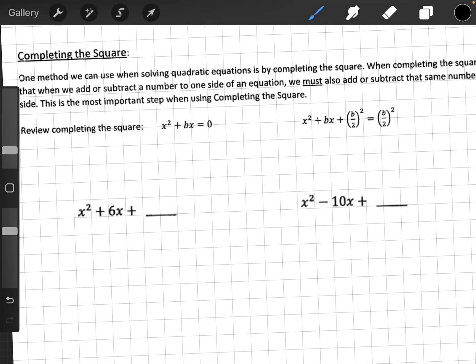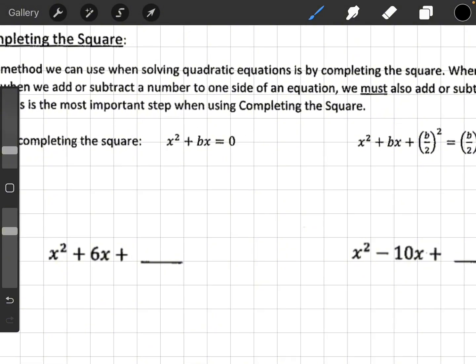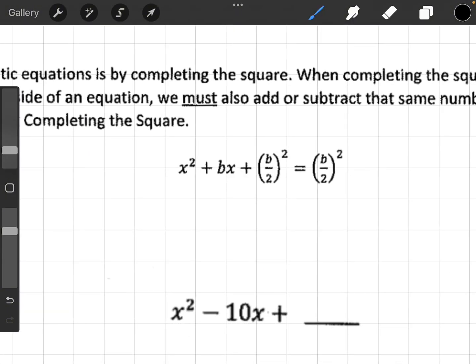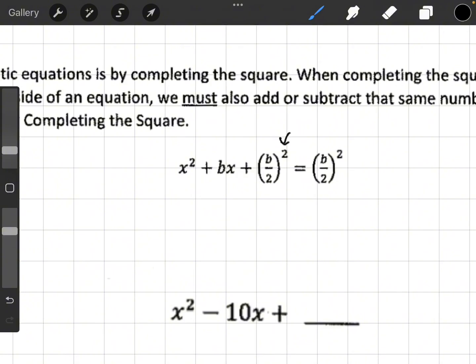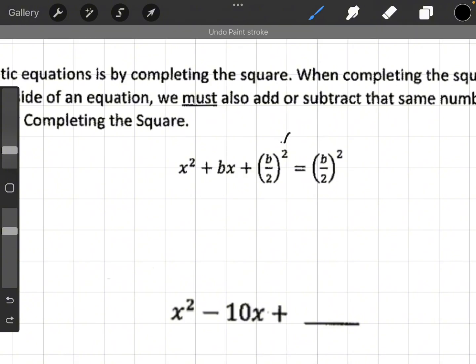So to complete the square, when we have your first term and your second term, you're going to take half of the second term and square it and add that to both sides of the equation. So that's written here. This term is half of this coefficient, then squared, and we're putting that on both sides of the equal sign.